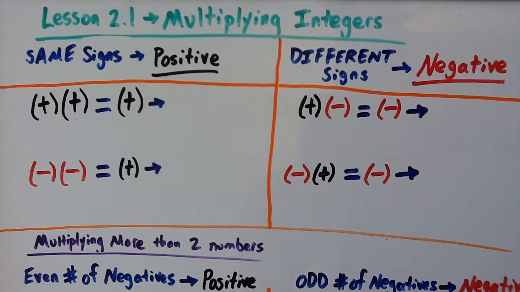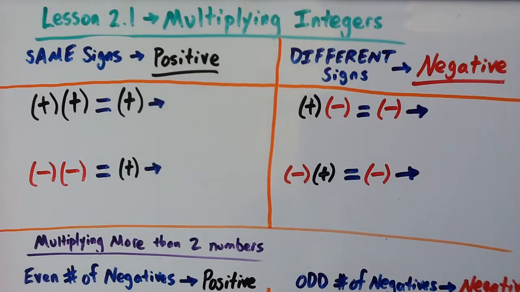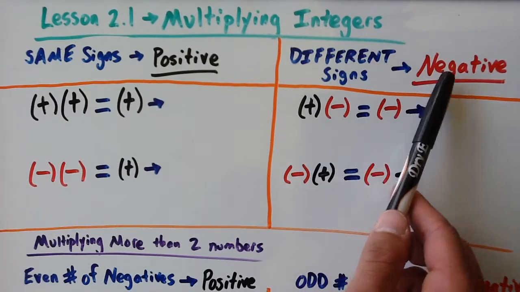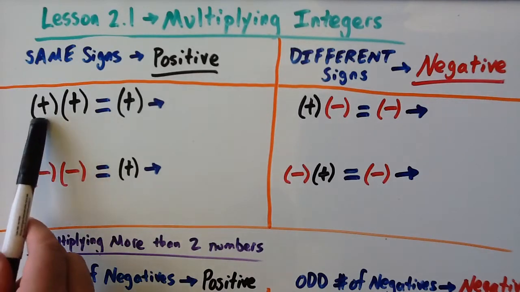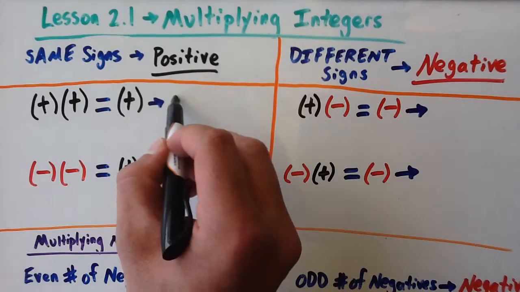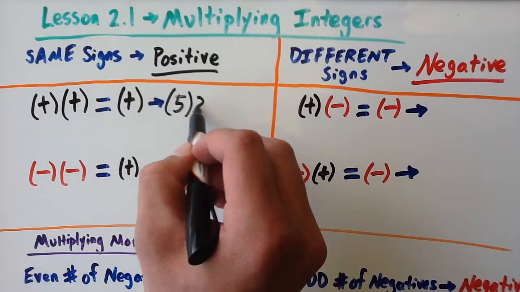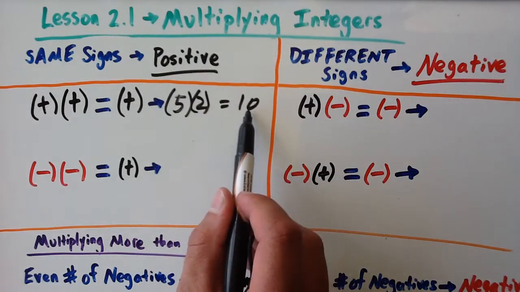When multiplying integers, if the numbers have the same sign, your product will be positive. If the numbers have different signs, your product will be negative. Let's look at the positive examples first. If we have a positive number times a positive number, we get a positive number. So we could say 5 times 2 equals 10, right? Positive times positive equals positive.